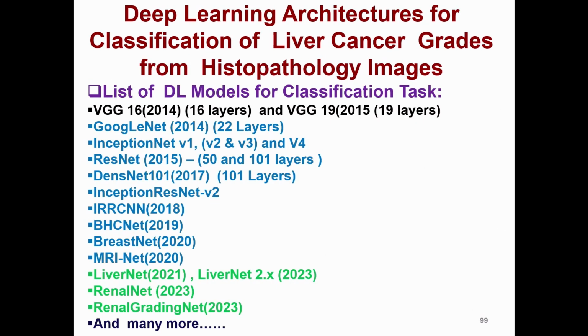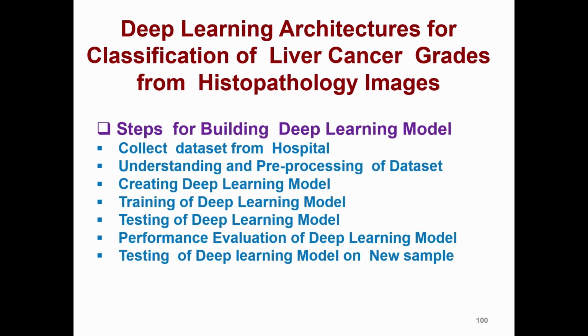And this you have seen, liver type SCC. This we also saw yesterday. So we are supposed to start from here with a deeper architecture for classification of liver cancer grades from histopathology images. This also we saw yesterday as the steps for building a deep learning model, right?